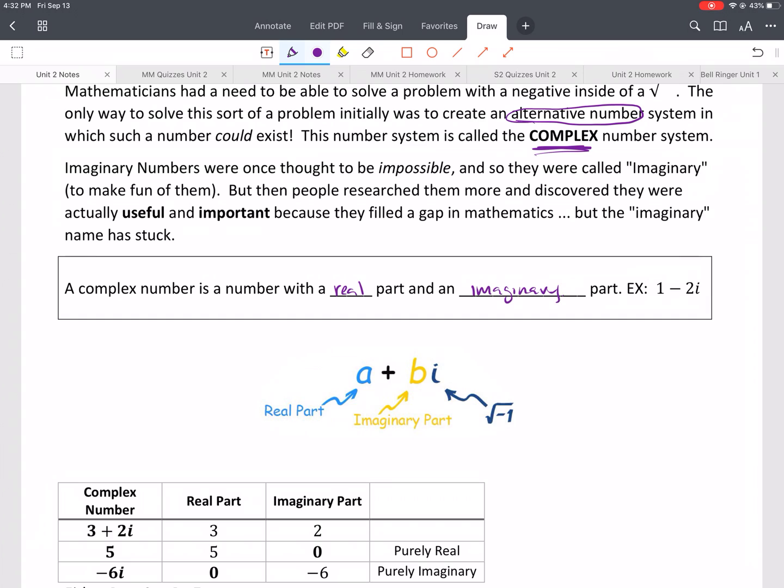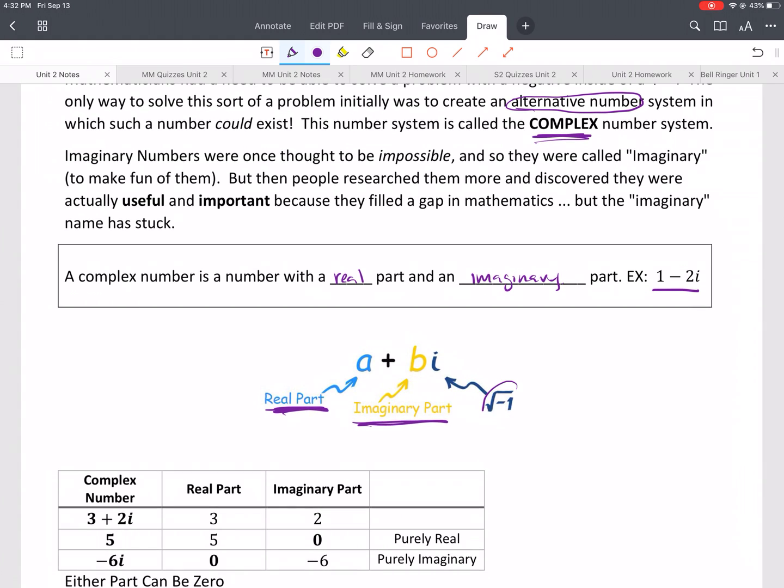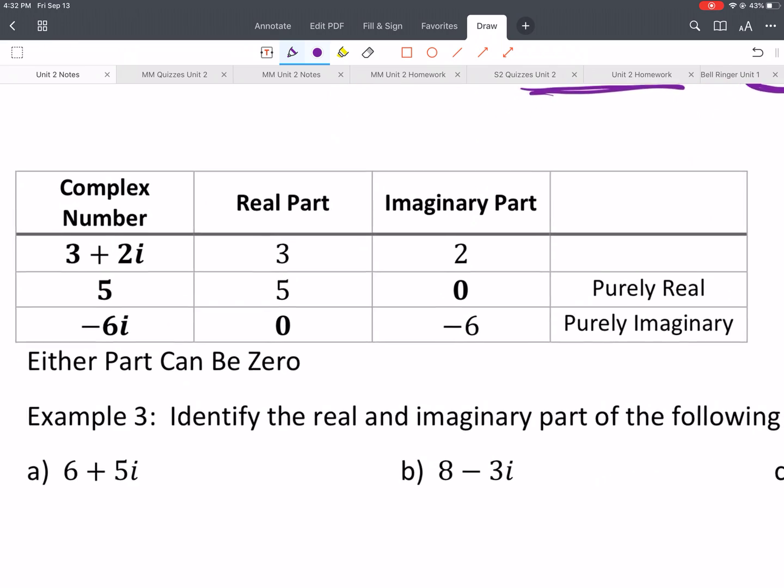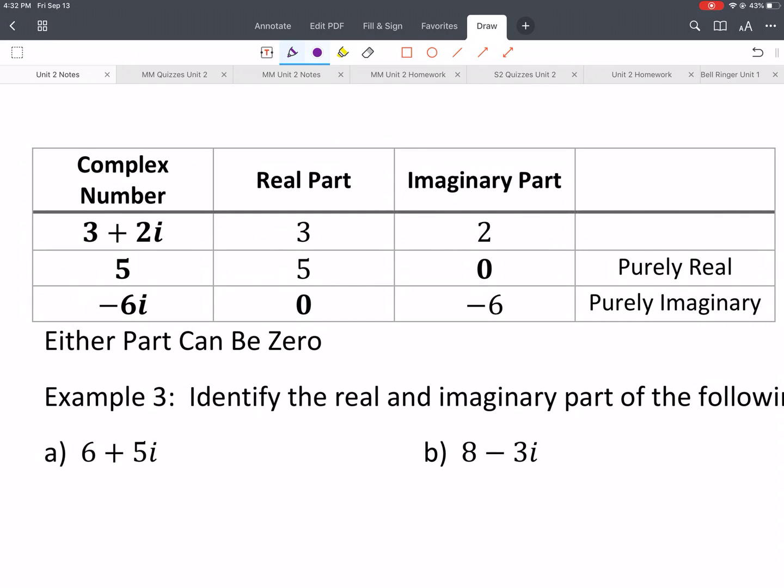Okay, so for an example, 1 minus 2i. In that example, the real part would be 1, and the imaginary part would be negative 2. And i is equal to the square root of negative 1. Okay, so here are some more examples of complex numbers: 3 plus 2i. Its real part is 3, and the imaginary part is 2.